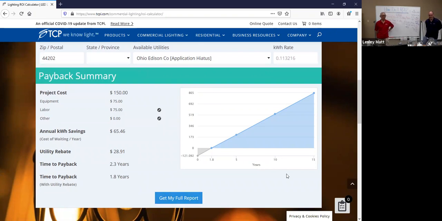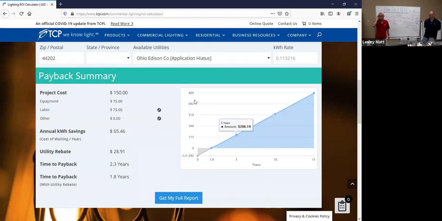That's pretty nice. Less than 2 years. That's pretty cool. Hold on a second. That means my original calculation is correct. Yes, it is, Ellis. Right? Well, 2.3 years. Your annual kilowatt hour savings, because it got even more specific to that point, 113216. Correct. You're saving $65. 64.82. And you've got 65.46. And minus the 28.91. Yep. And plus cheap labor 75. Boom. And you seem very excited. I'm pretty excited about that.